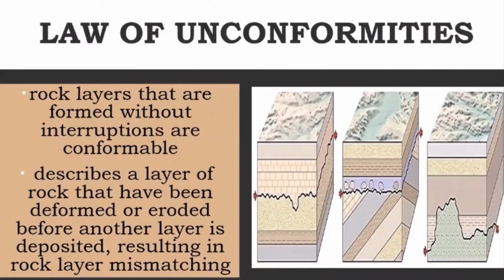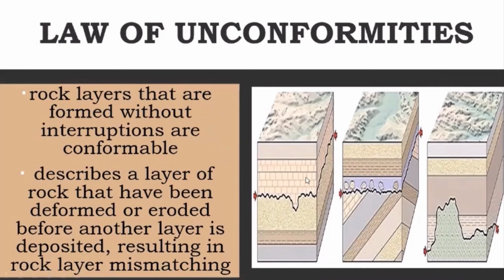But beforehand, let's talk about the law of unconformities. We all know that rock layers formed without interruptions are conformable. You will see in this picture at the right side a layer of rock that has been deformed or eroded before another layer is deposited, resulting in rock layer mismatching.